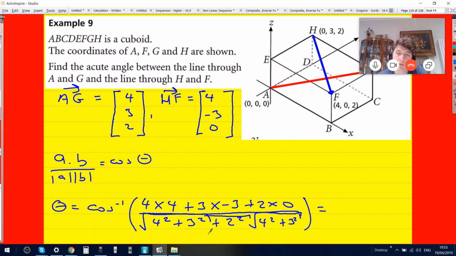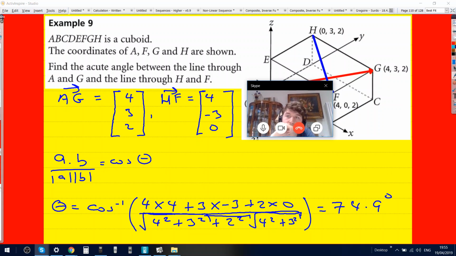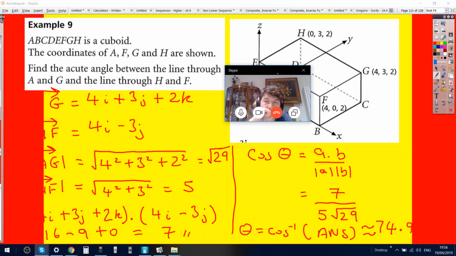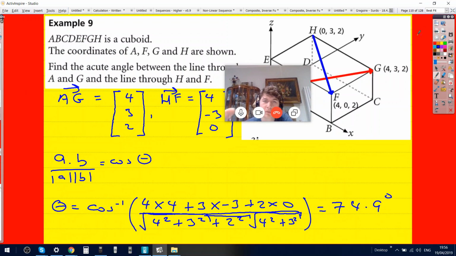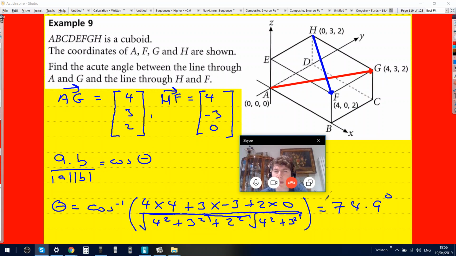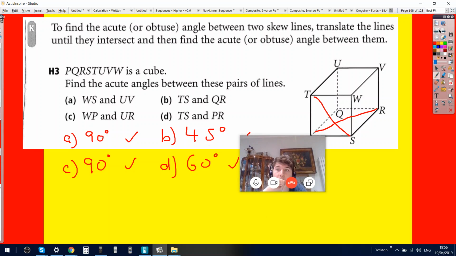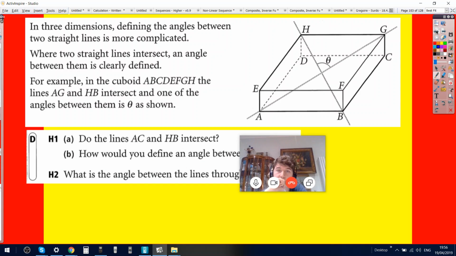Yeah, 74.9, something like that. Okay, so let's hope this is right. So if we just go back, where or how would we visualize this angle? Let me just go back because they're so connected.